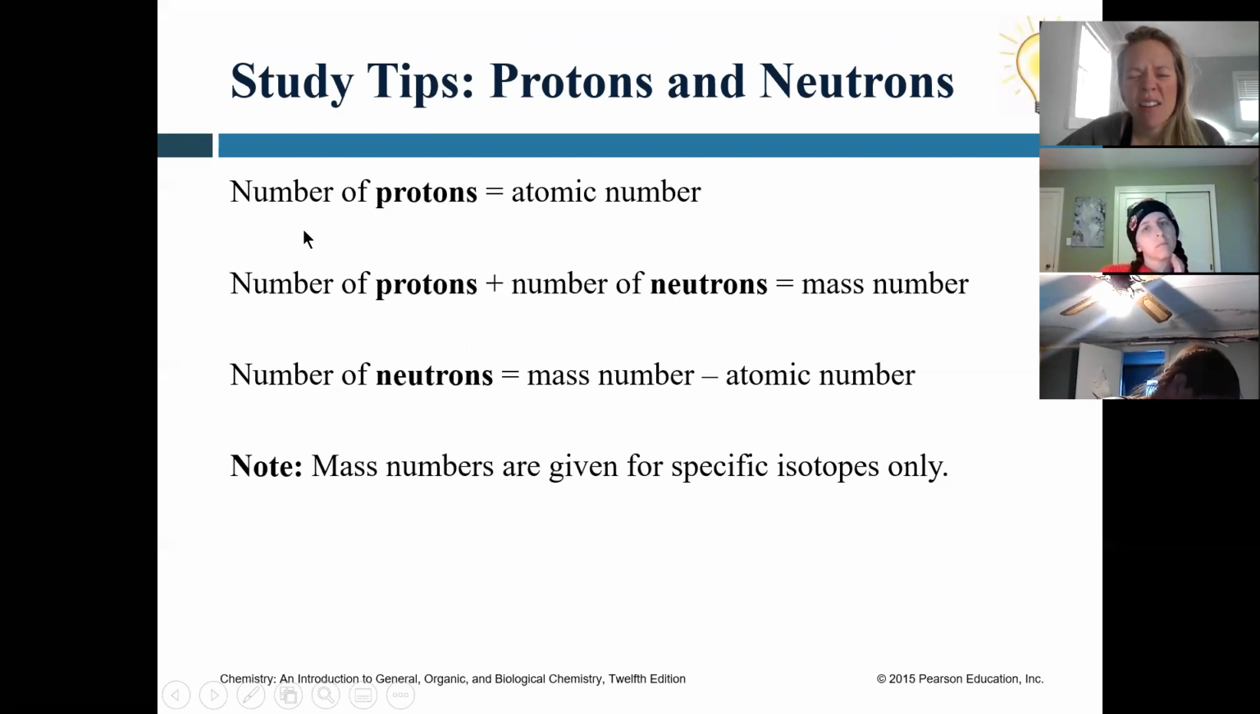All right, so here are some study tips. Protons is the atomic number. Protons and neutrons is the mass number. Neutrons, we can rearrange this equation because a lot of times you're having to calculate the neutrons, which is equal to your mass number minus your atomic number, or minus the number of protons.